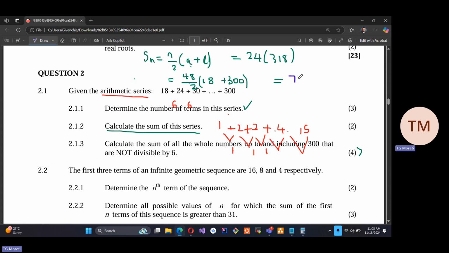I get 7632. So all of these numbers, including the ones that are omitted, add up to 7,332, rather 7,632. Okay, this is question number 2.1.2.